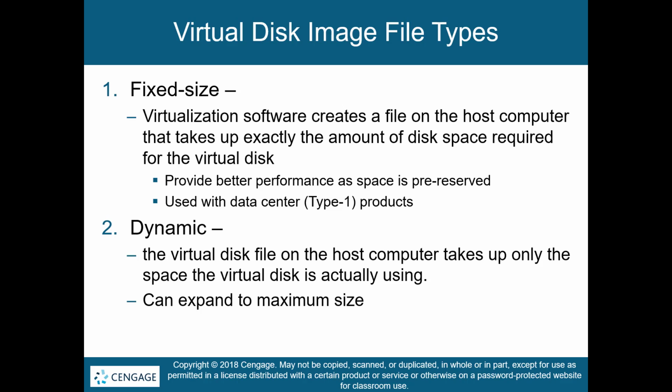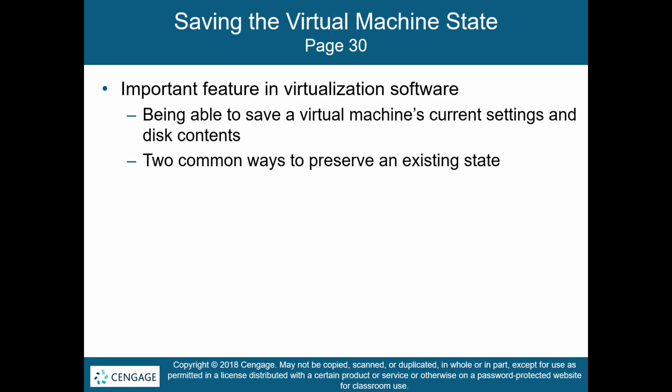The second disk image type is a dynamic one. In this case, the virtual disk on the host computer takes up only the space needed. You basically set a maximum size, and then as the disk space is used, it continues to increase. This is not quite as efficient as the fixed disk, but much more flexible and is commonly used on most hypervisors.